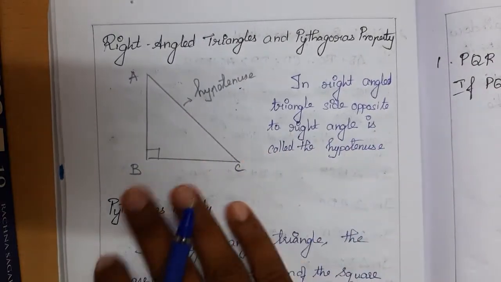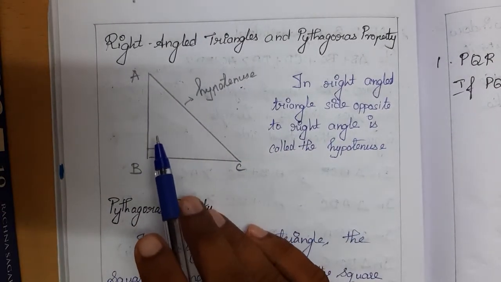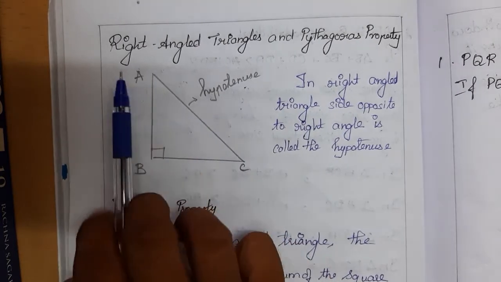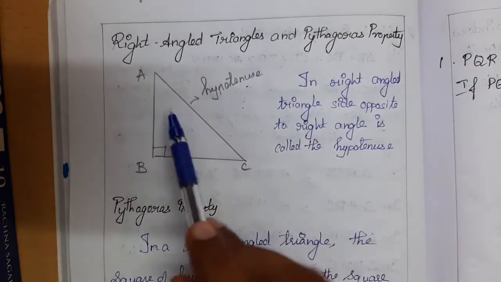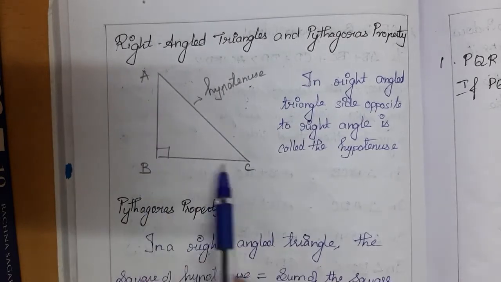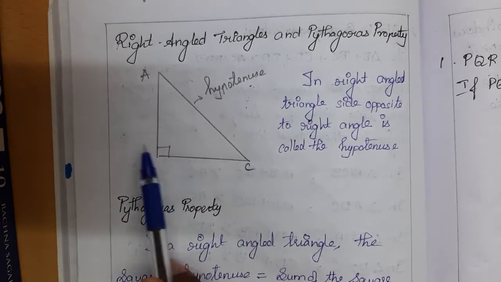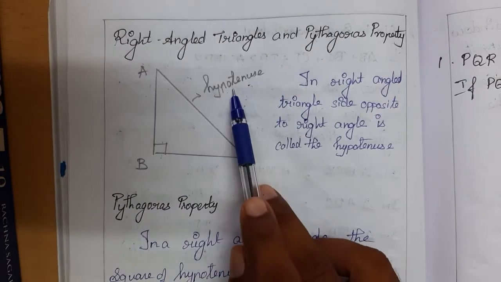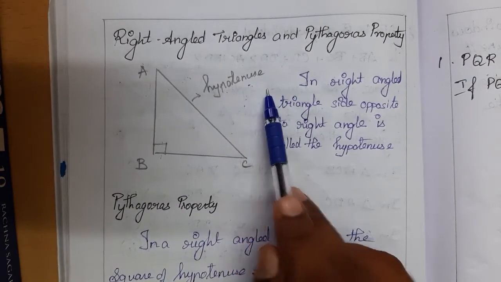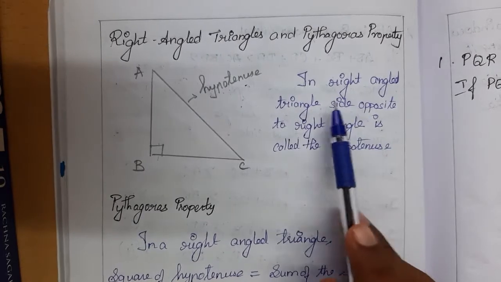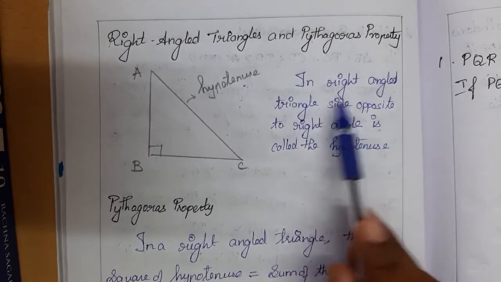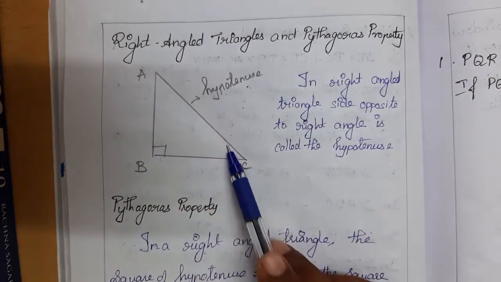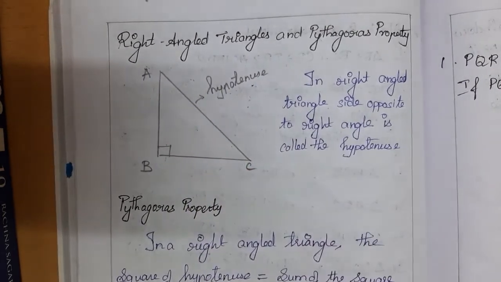Hi students. So here we are going to see about the Pythagoras property and the relations in a right angle triangle. Here I consider one right angle triangle ABC, right angled at B, and the side which is opposite to the right angle is called the hypotenuse. So Pythagoras says that in a right angle triangle, the side opposite to the right angle is called the hypotenuse. So first we are naming this side as the hypotenuse.